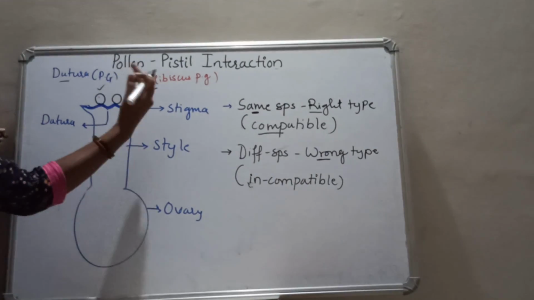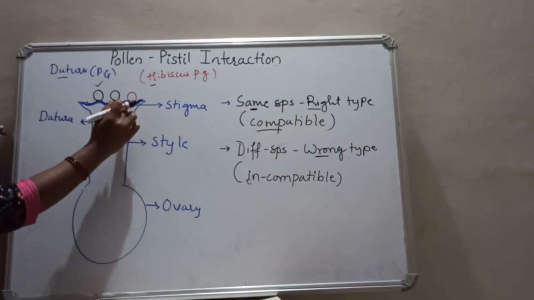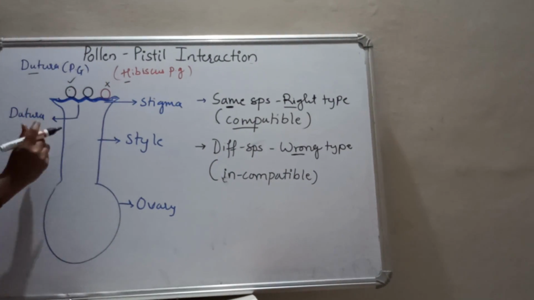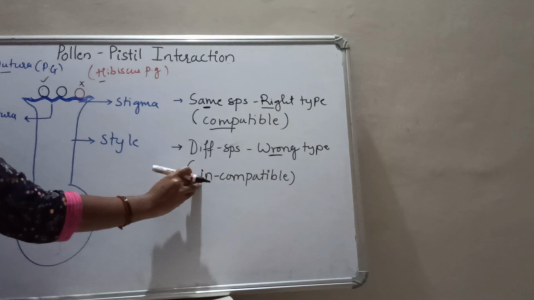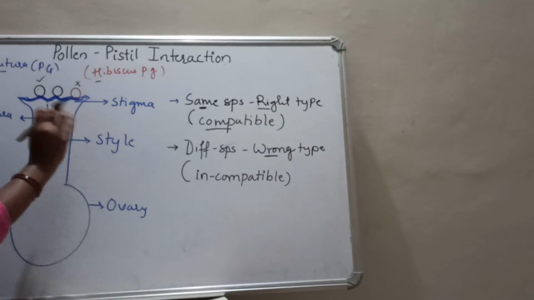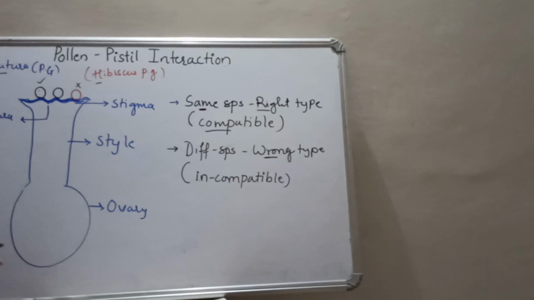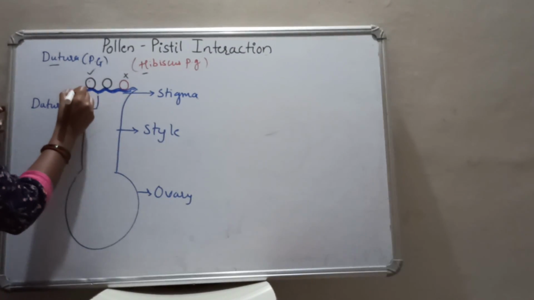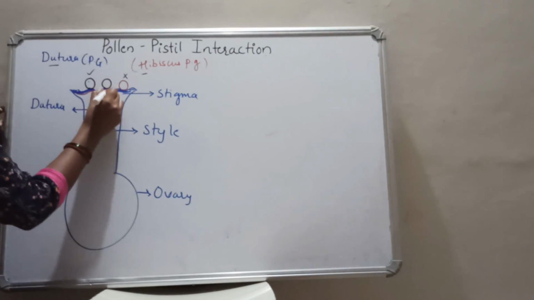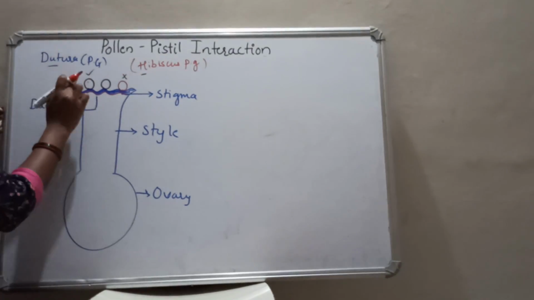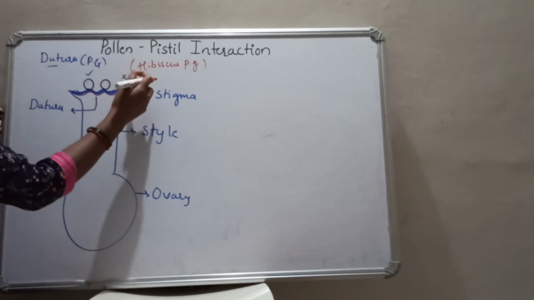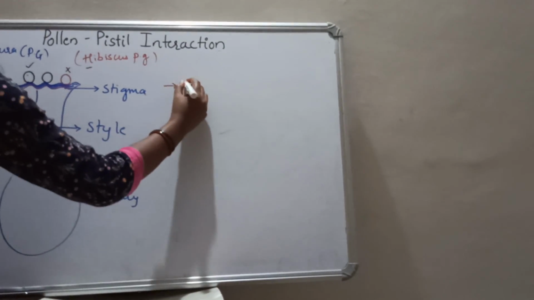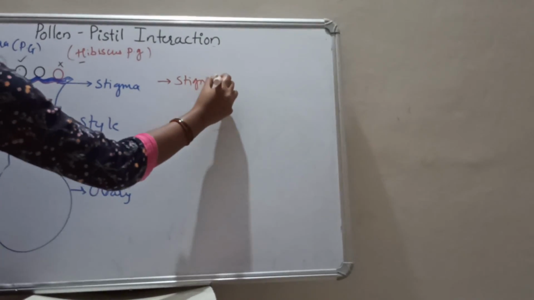The hibiscus is a different species pollen grain. It comes and falls on the stigma. It means it is the wrong type of pollen grain. It is also called an incompatible pollen grain. Okay. Then here, the stigma has the capacity to recognize whether it is the same type of pollen grain or a different species pollen grain.